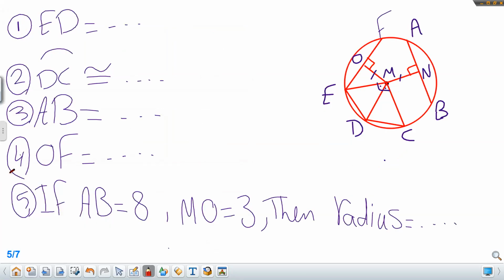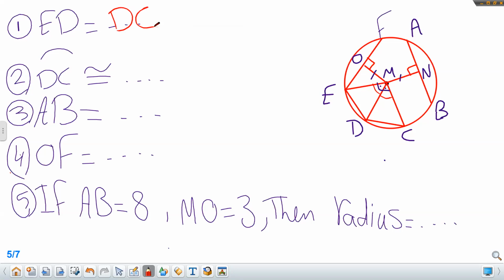in this figure, ED equals what? Here, what do you notice? You notice that measure angle EMD equals measure angle DMC. So we have two congruent central angles. If you have two congruent central angles, the opposite chords are equal and the opposite arcs are equal. So we can say ED equals DC. Chord ED equals chord DC.